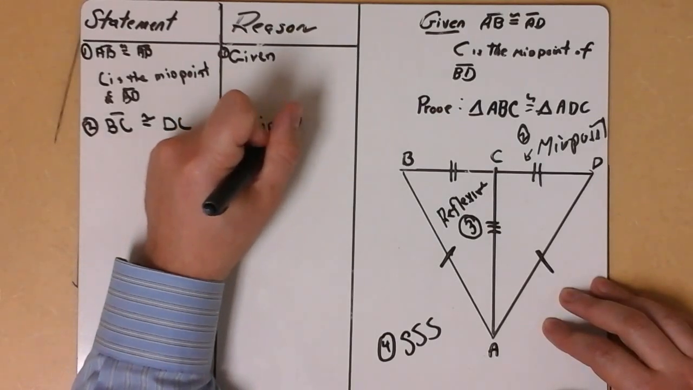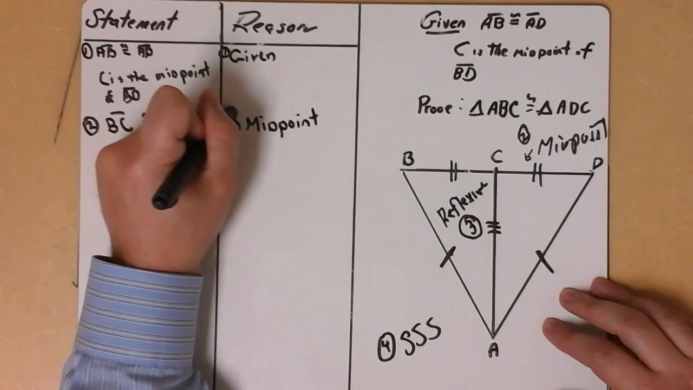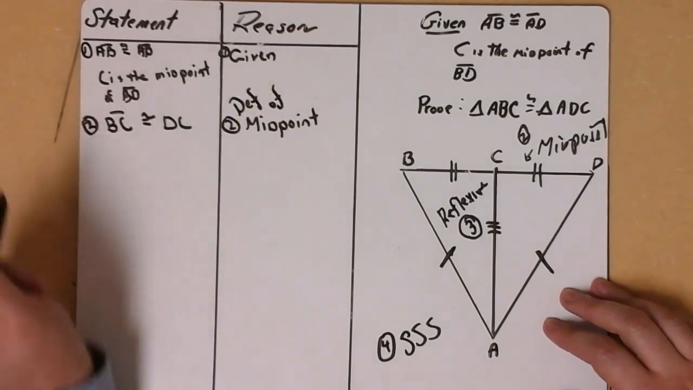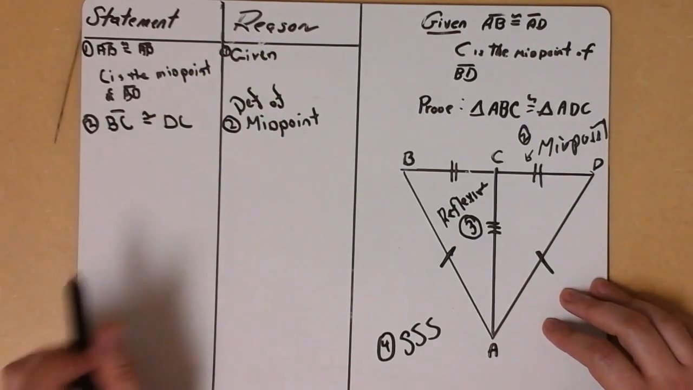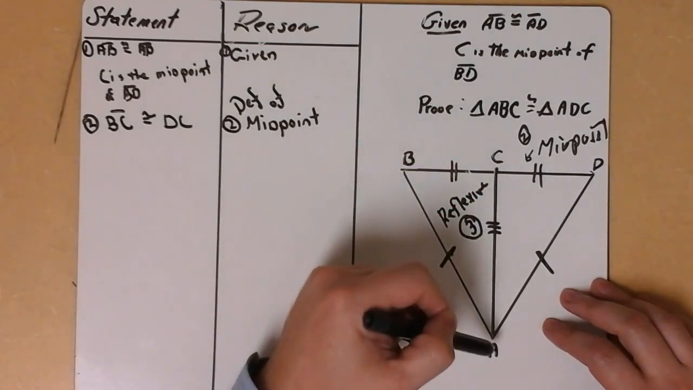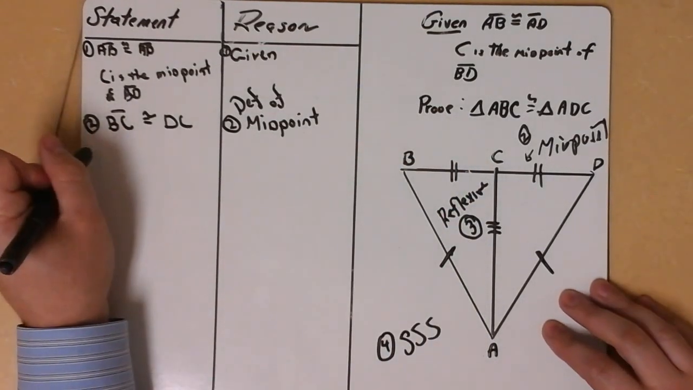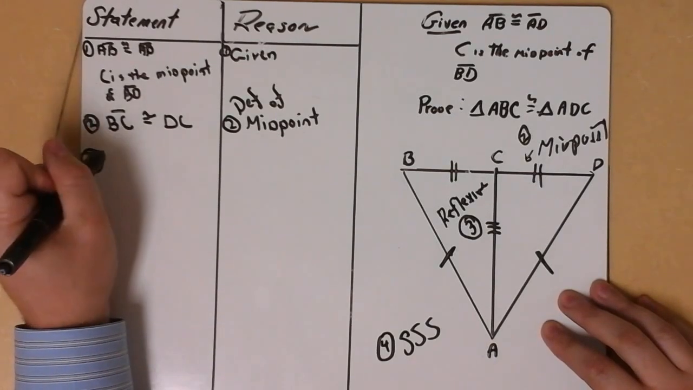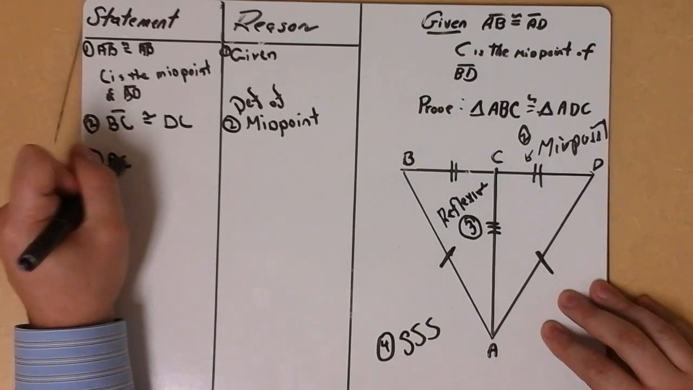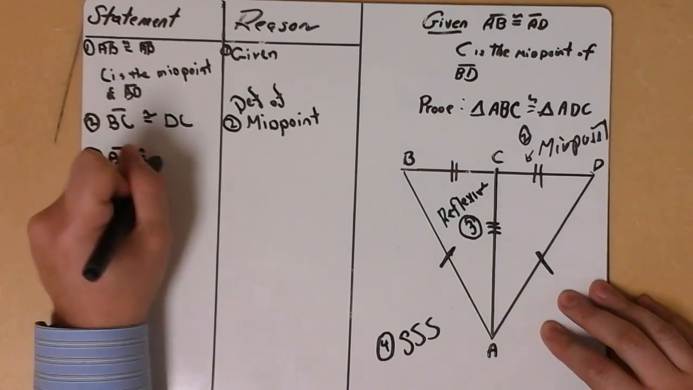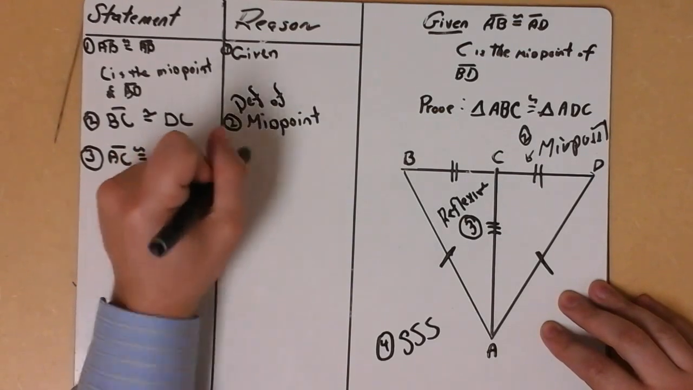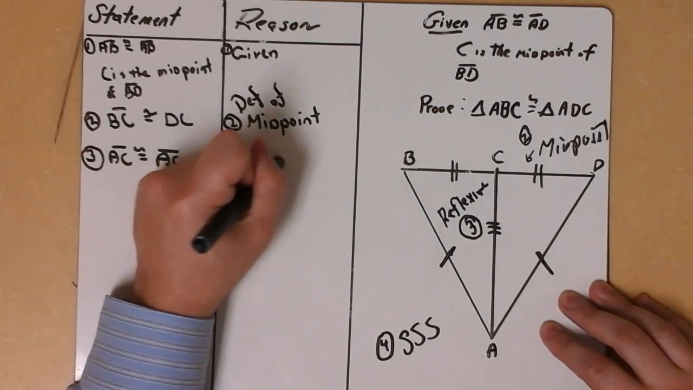The proper way to write it is actually definition of midpoint. So I could say definition of midpoint. Next, I have the reflexive side. So that's 3. So I'm going to say AC is congruent to AC. And that is the reflexive side. I'm going to write in there parentheses shared side.